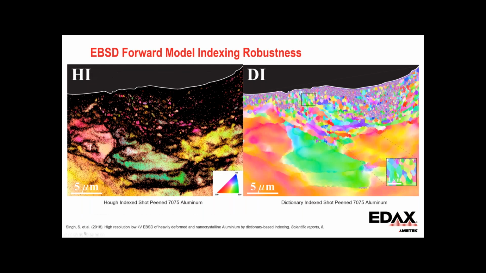Here's a nice example from the literature of a heavily deformed sample. You can see that because the pattern quality is degraded by the deformation, Hough indexing is not really able to resolve all of this fine-grained region. And on the right is dictionary indexing, which is a forward model approach, and it's able to basically resolve all of the regions that have the finer grains.